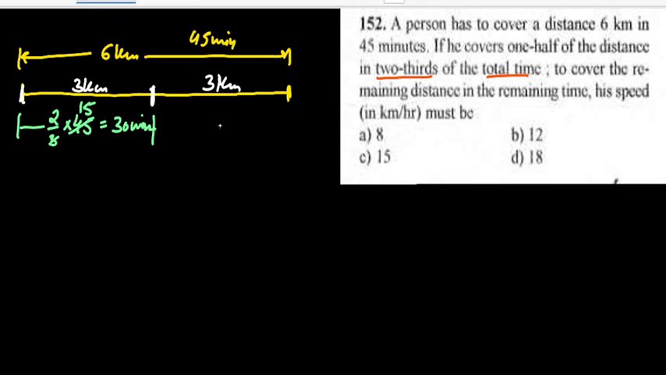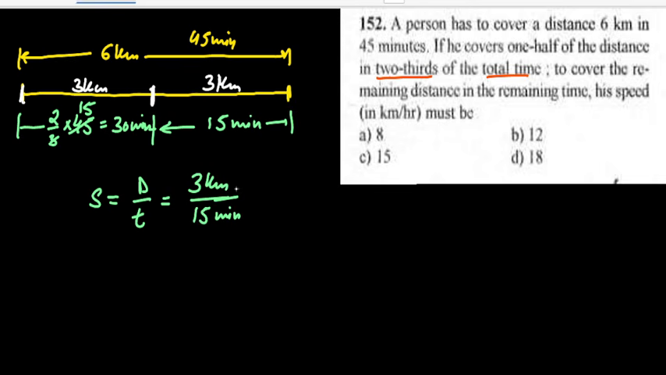So how much time are we left with? We are left with 15 minutes, because the total is 45 minutes. So this person needs to cover 3 kilometers in 15 minutes. What should be the speed? In order to get the speed, we know the formula of distance by time. Just use this and get the answer. Distance is 3 kilometers and the time is 15 minutes.